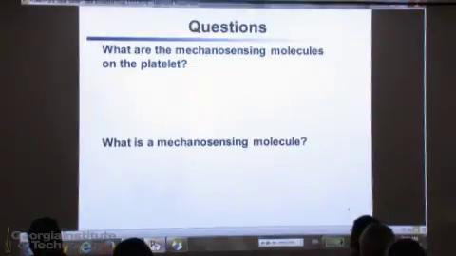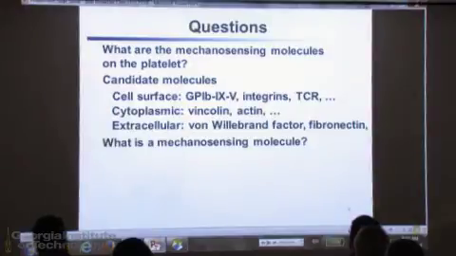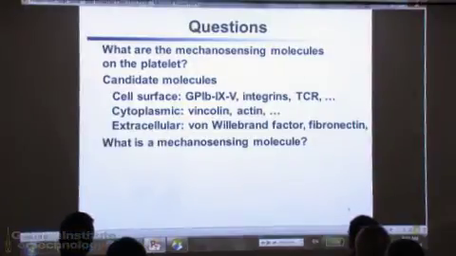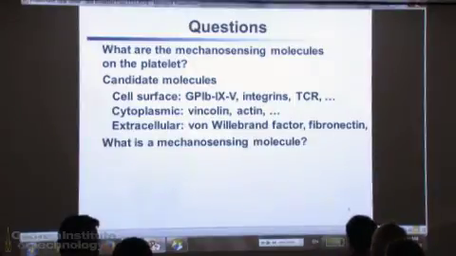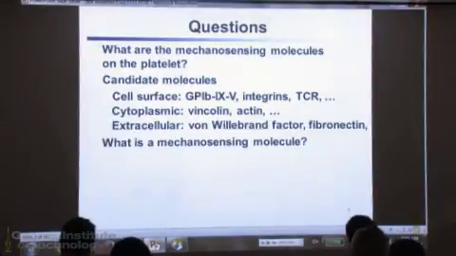And it looks like these two questions are quite similar. One is plural, one is singular, but no, not really. If you ask the top question here, the answer will be, well, provide a set of possible or candidate molecules, right? So on the cell surface, the glycoprotein 1b-9 complex, which we'll focus on a lot. Integrin is another molecule we'll focus on in today's talk. Yeah, we'll work on T-cell receptor, a lot of the other things.